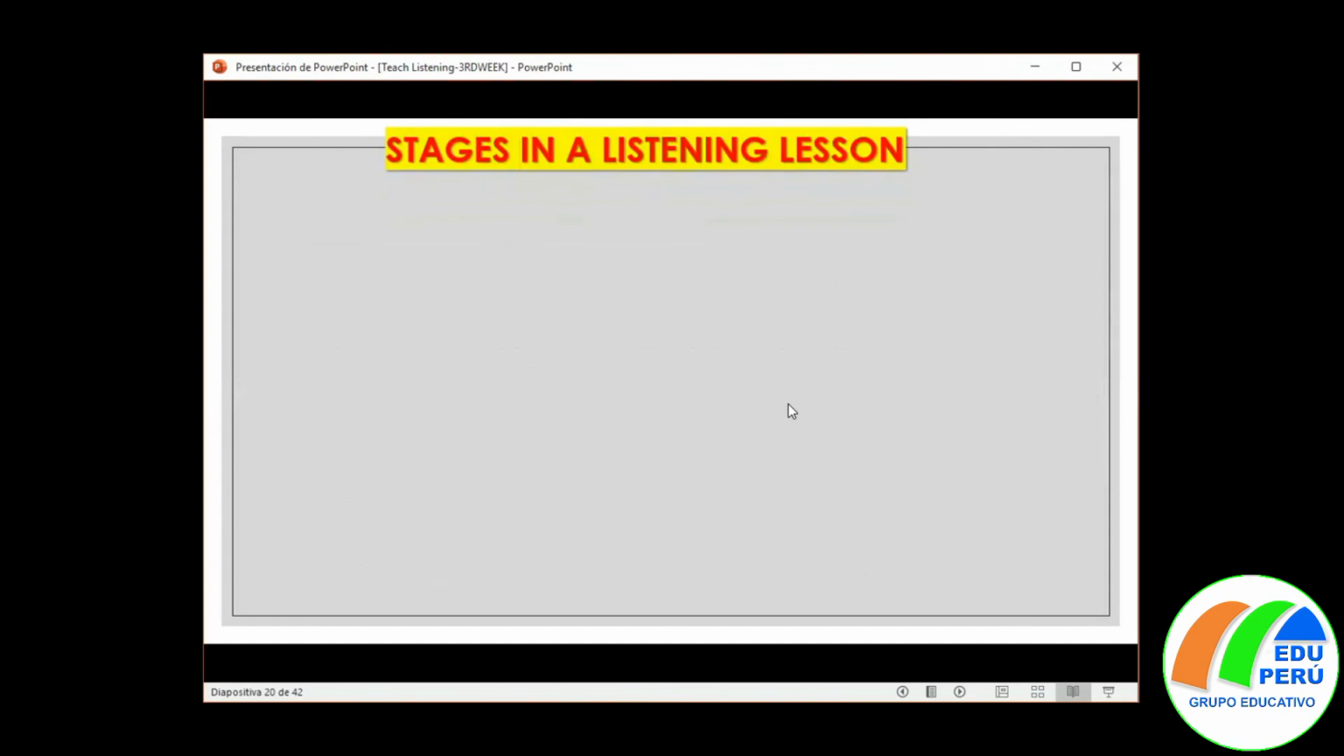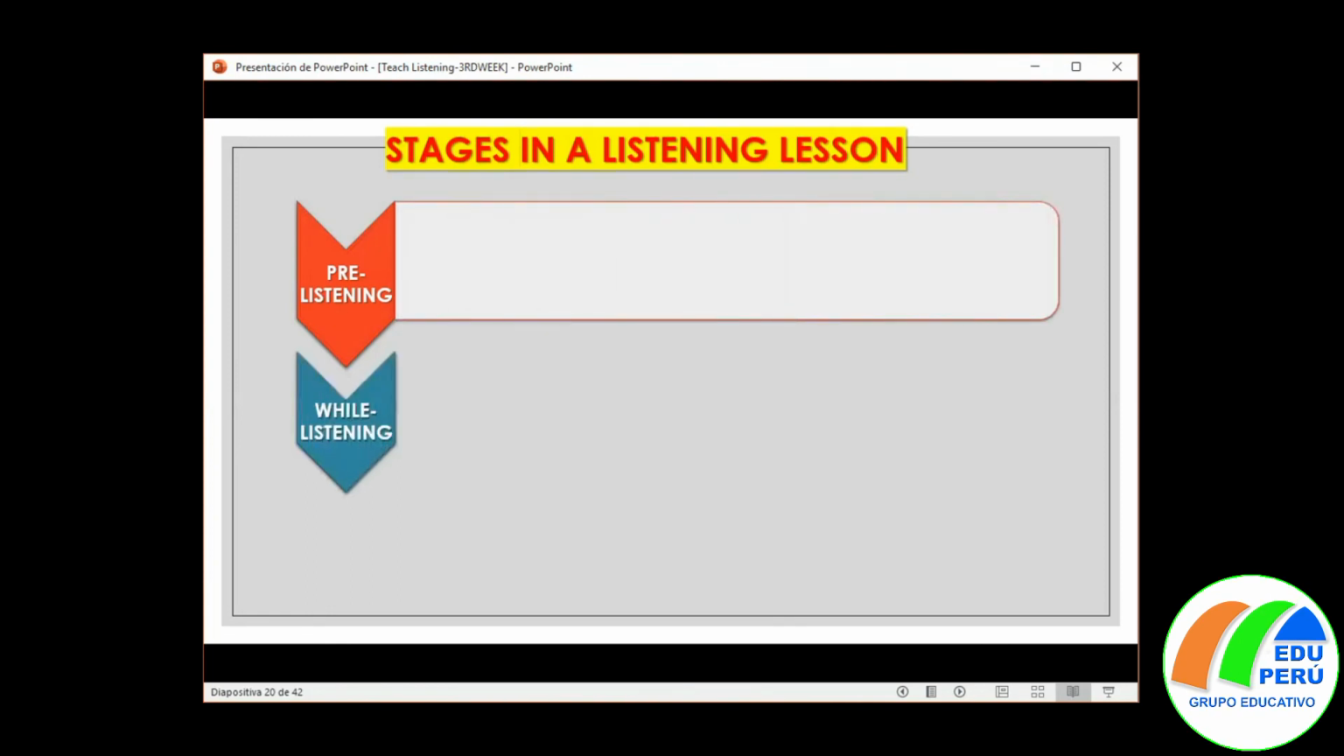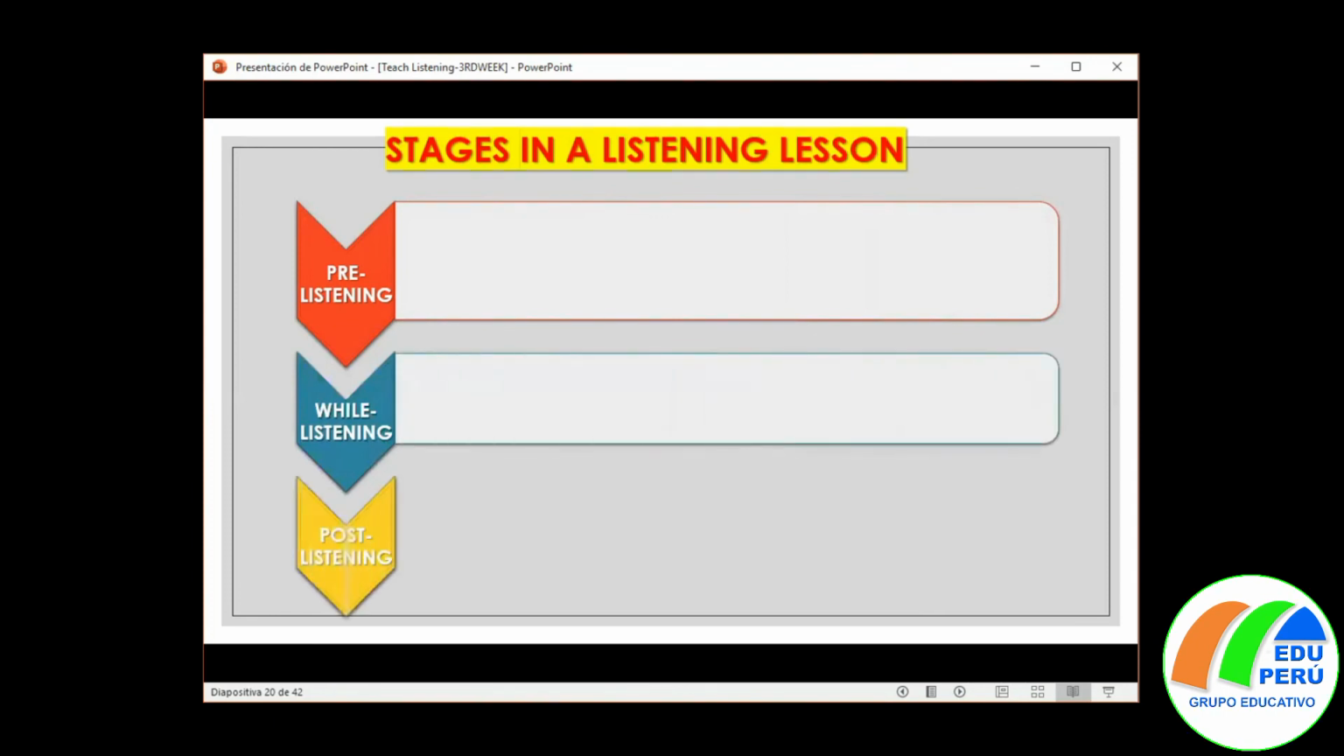Okay, here we have to pass to the stages. Here we are going to reinforce, because next class we're going to talk about these 3 stages, just to give a brief overview, because remember, this is similar for all the skills. We talked about this in the reading skill. Now we are going to reinforce. As I told you, we have 3 stages in a skill lesson, in this case the listening lesson: pre-listening, while listening, and post-listening.